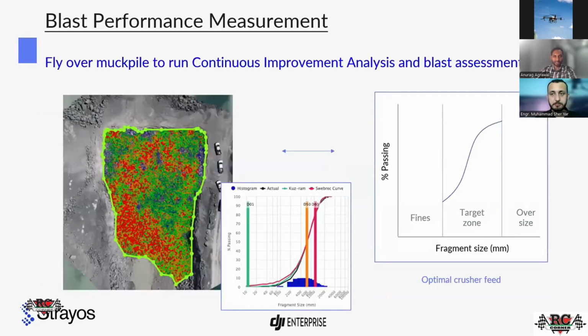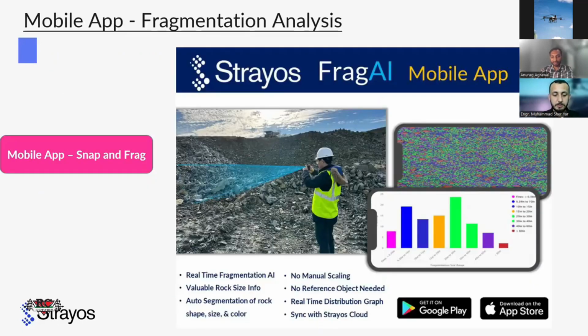Blast performance measurements. Again, the reference objects are needed. Directly, you just need to capture through your mobile application, and it automatically analyzes the size of fragmentations, because it takes the focal length of your camera and accordingly measures the distance of your muck pile to your point.